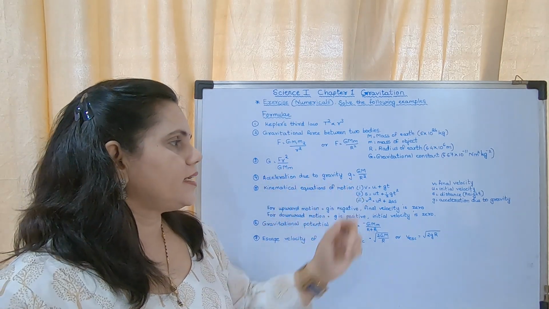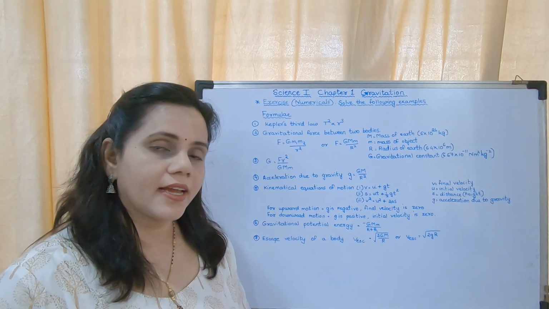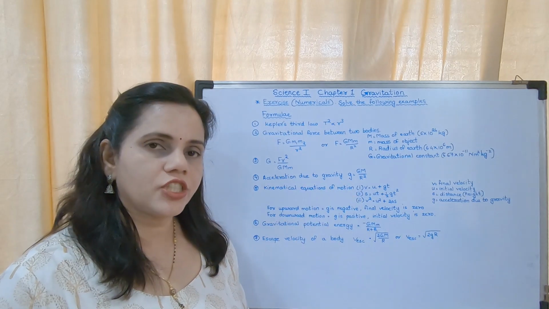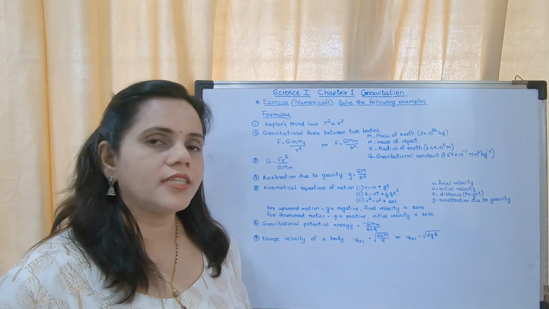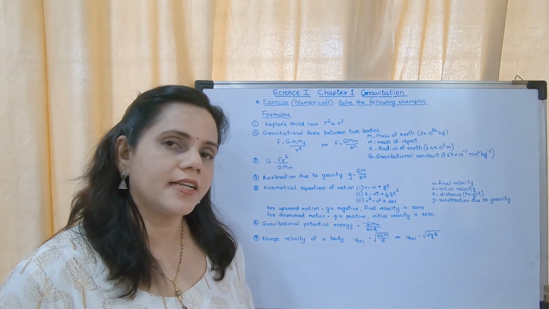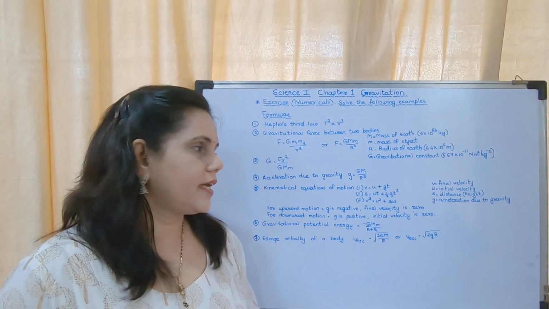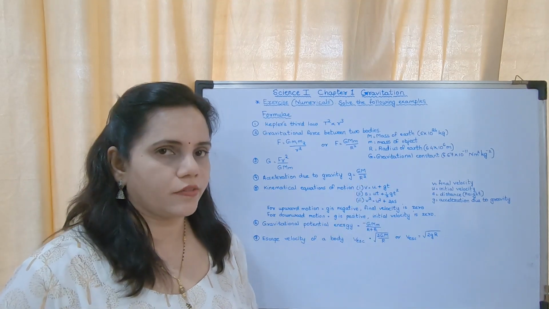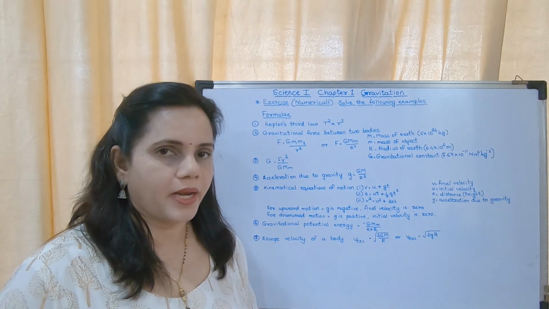Acceleration due to gravity, g is equal to G M upon R square. We had derived this equation where small g stands for acceleration due to gravity, capital G is the gravitational constant, capital M is the mass of the earth, capital R is the radius of the earth. Okay, if it is another planet, then this will be the mass of that planet and this will be the radius of that planet and this will be the acceleration due to gravity of that planet.